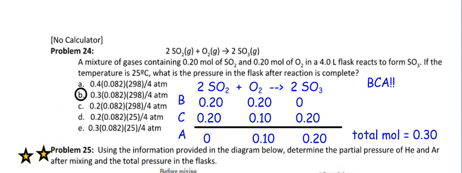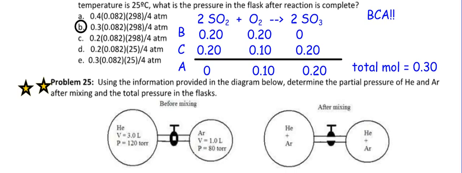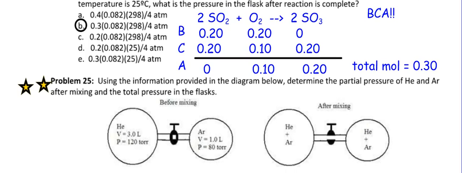Okay. Number 25, oh, look what I have done. I put a 2-star problem next to number 25. Maybe you should look this over a little bit, especially before your Chapter 5 test. What do you think? So it says, using the information provided in the diagram below, determine the partial pressure of helium and argon after mixing and the total pressure in the flasks.